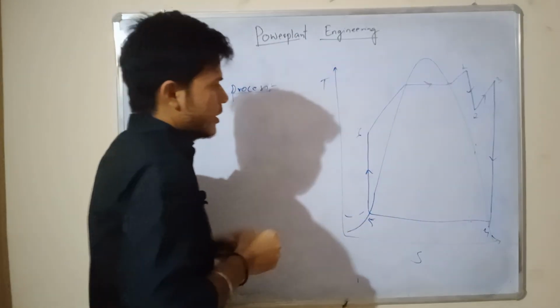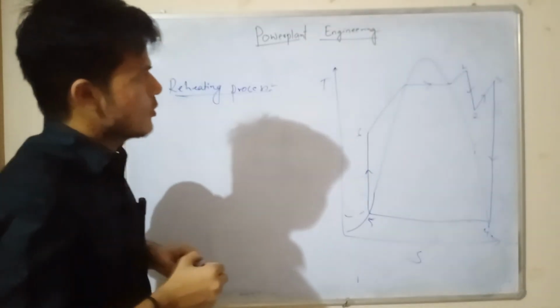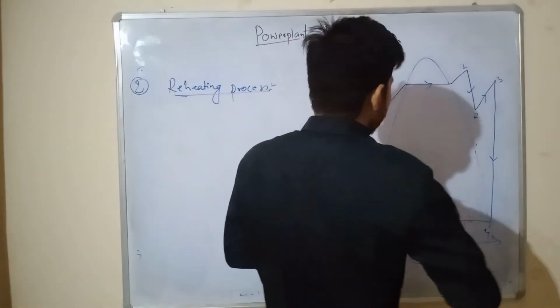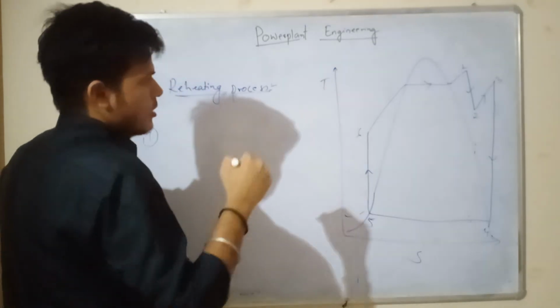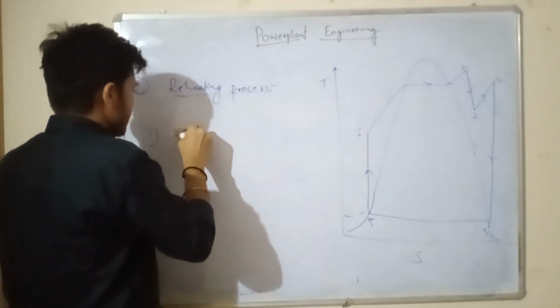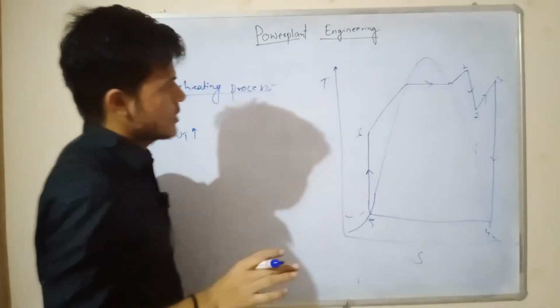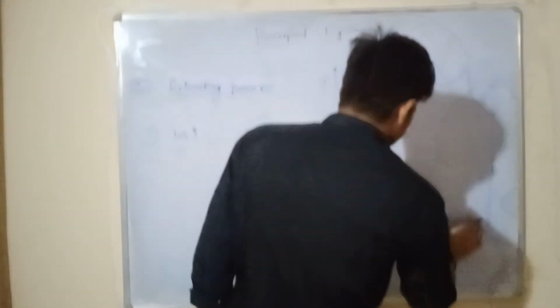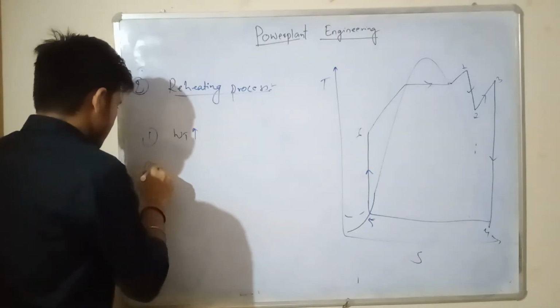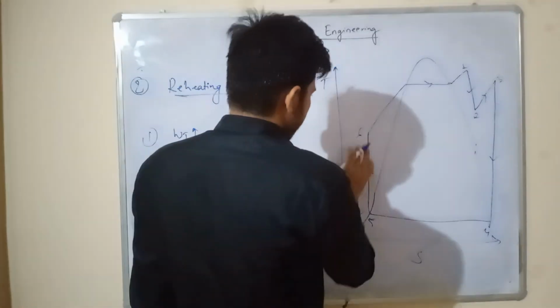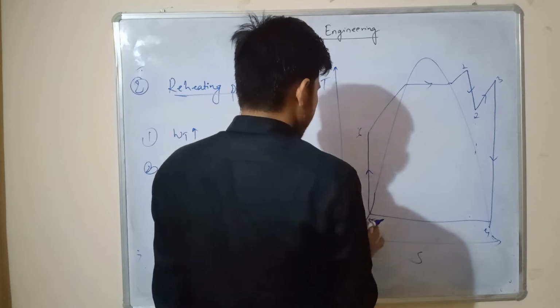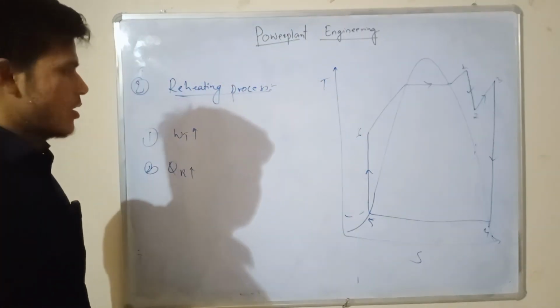Before, without reheating, with superheating, what will you get? The first and foremost thing is that the turbine work increases. The second thing is that the Q rejection also increases. Now 5 to 6 indicates the pump work, but here we consider the pump work WP as a constant.